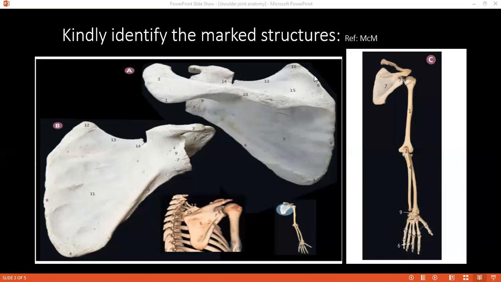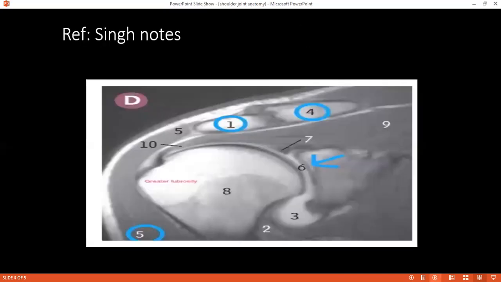What type of joint is the shoulder joint? Shoulder joint is a ball and socket joint. Synovial ball and socket.